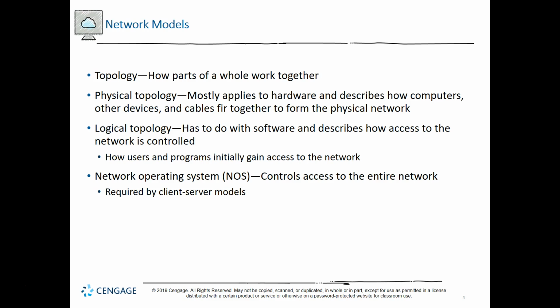Windows 10 is a network operating system. Android is a network operating system. Chrome OS is a network operating system. Linux is a network operating system. There's almost none that are not at this point.